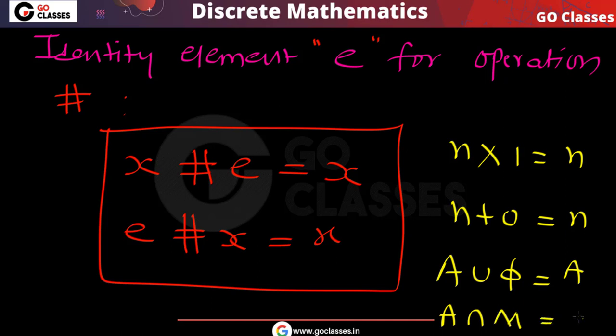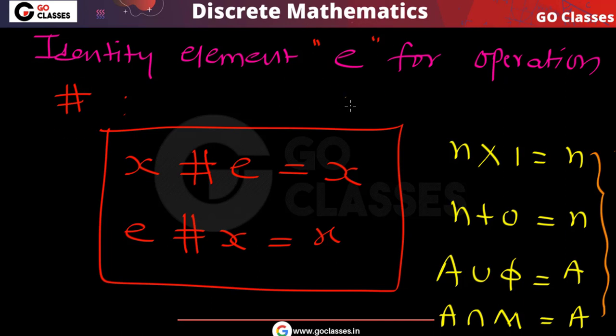For intersection, the identity element is the universal set. So this is the idea. If E is the identity element, then this identity element will not affect the operation. 1 does not affect multiplication, n multiplied by 1 is n. 0 does not affect addition, phi does not affect union, and the universal set does not affect intersection. So basically the identity element does not affect the operation.